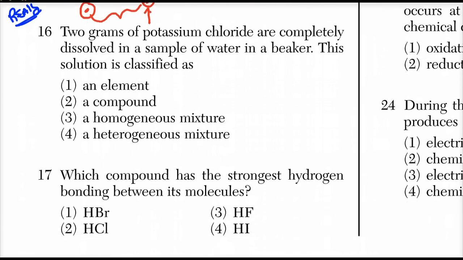16. 2 grams of potassium chloride are completely dissolved in a sample of water in a beaker. This solution is a homogeneous mixture. Anytime you dissolve completely, and that's the key word for me, with water, and I know this is soluble from table F, any group 1 ions make this salt soluble.